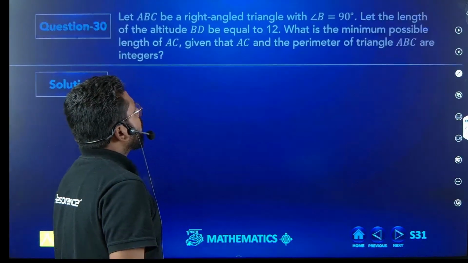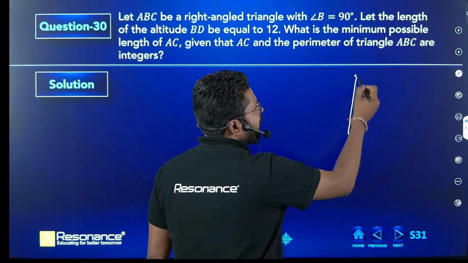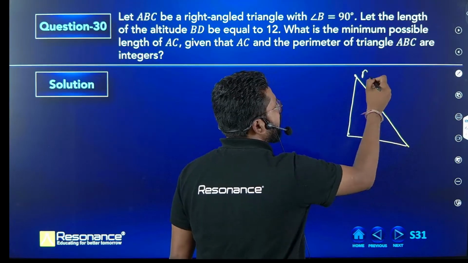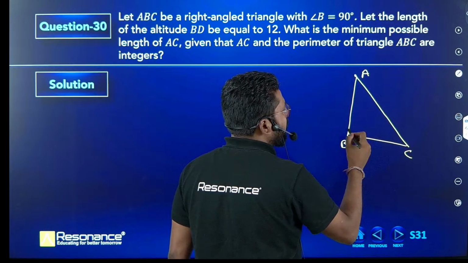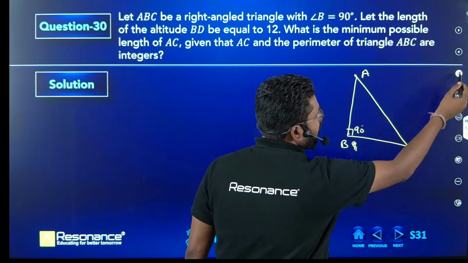Now we move to question number 30. Let ABC be a right angle triangle with angle B at 90 degrees. So B is 90 degrees.